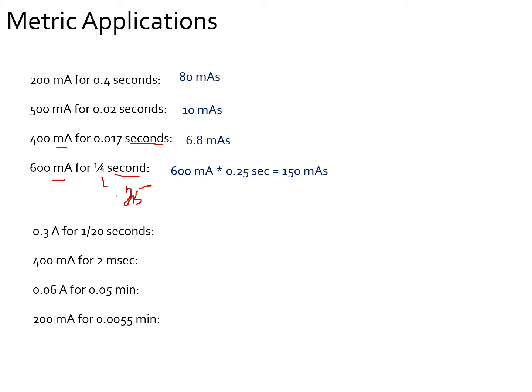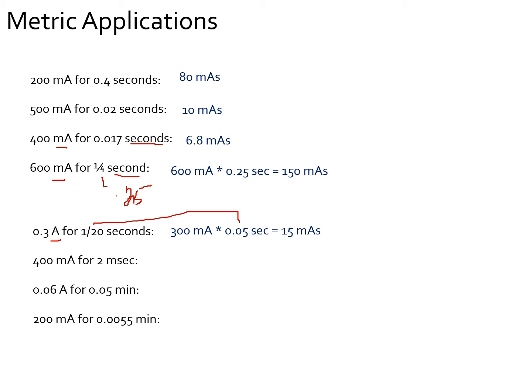0.25 seconds, which you get 150 milliamps. Now down in the last 4, this is in amps. So we need to convert that to milliamps by moving to the right 3. So that ends up being 300 milliamps. 1 divided by 20 is 0.05.